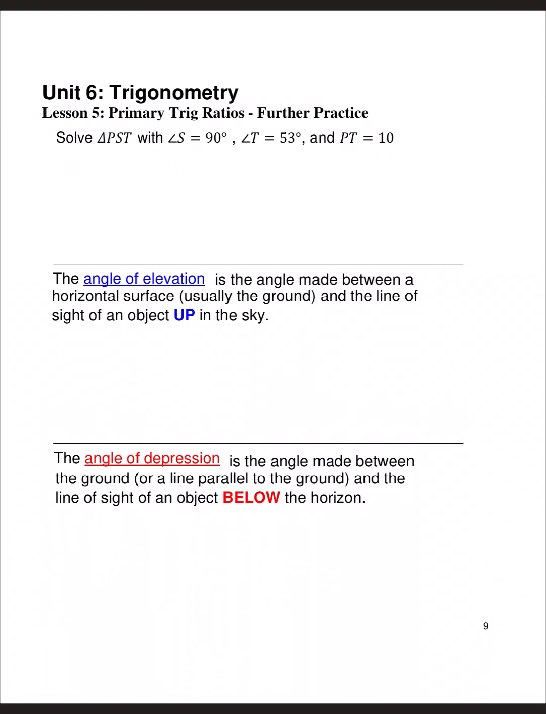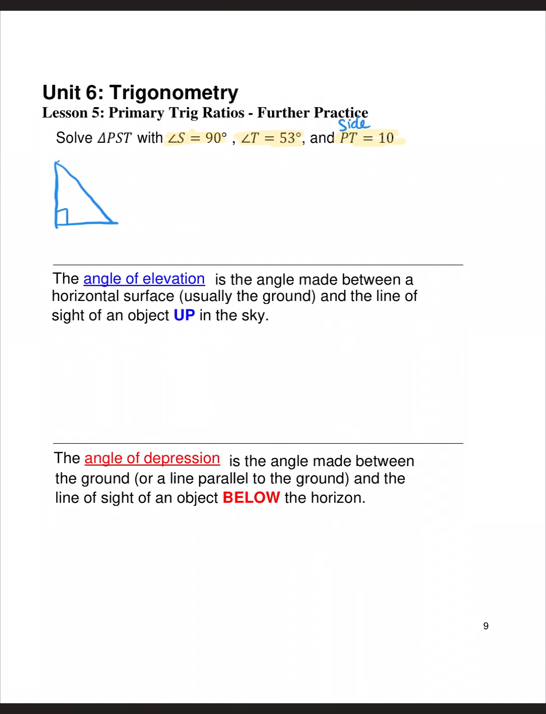So here you've been given triangle PST. When we label this triangle, we're just going to be careful how we label it, because you have to pay attention to which angle they've said is our 90-degree angle. So it says angle S is going to be 90 degrees, angle T is 53, and side PT is a length of 10.